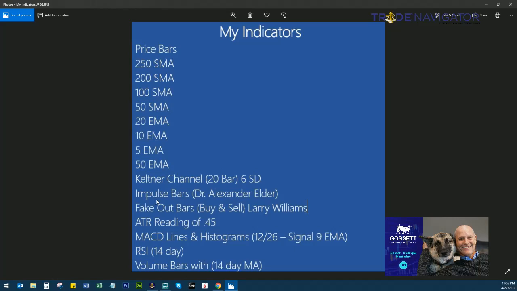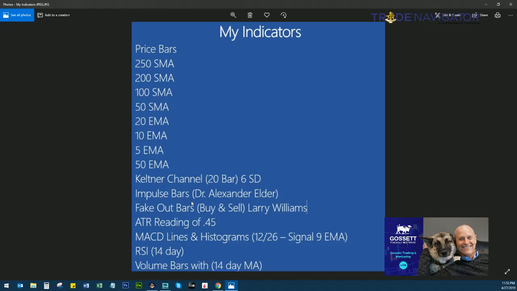I also have on here impulse bars. If you take a look at my charts during the live stream, you'll see sometimes they're colored blue, sometimes red, sometimes green. But I will get into why that is. Fake out bars: sometimes you'll see a little green triangle or a little red triangle on my screen, and what you're seeing there are called fake out bars, developed by Larry Williams. The next one is the ATR reading of 0.45. That's the average true range reading of 0.45, and I'll get into why I use that later. It has to do with how I phase out of my positions.